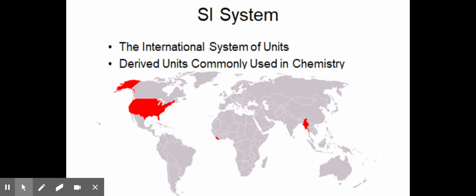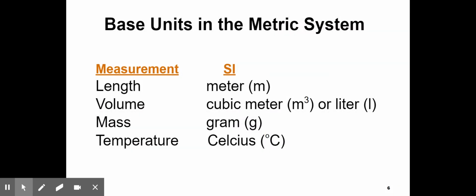There's another system, people call it the metric system or International System of Units, or SI system. Basically, all the other countries are using this system. As a scientist, we have to be able to use the metric system because we have to communicate with the world. The base units in the metric system include meter for length, like the distance, cubic meter or liter for volume, gram for mass, and Celsius for temperature. I'm going to go through each one in detail. You may write this down in your notebook, please. Pause it here and write those down first.